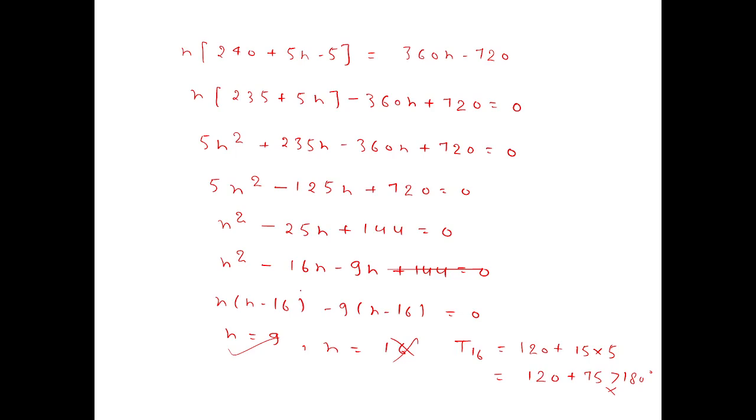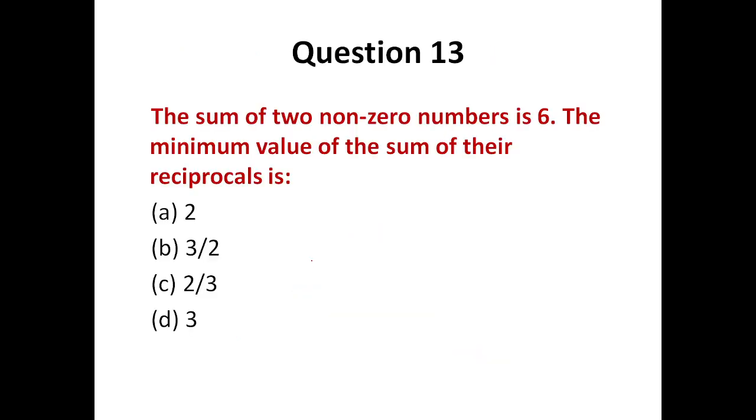Now come to question number 13. Question number 13: the sum of two non-zero numbers is 6. So let the numbers be a and b. Now given is a plus b is equal to 6. The minimum value of the sum of their reciprocals. What we will have to find? 1 upon a plus 1 upon b, we have to minimize.